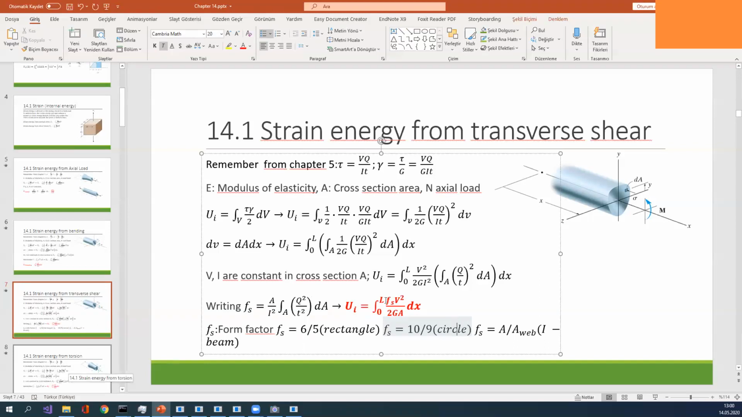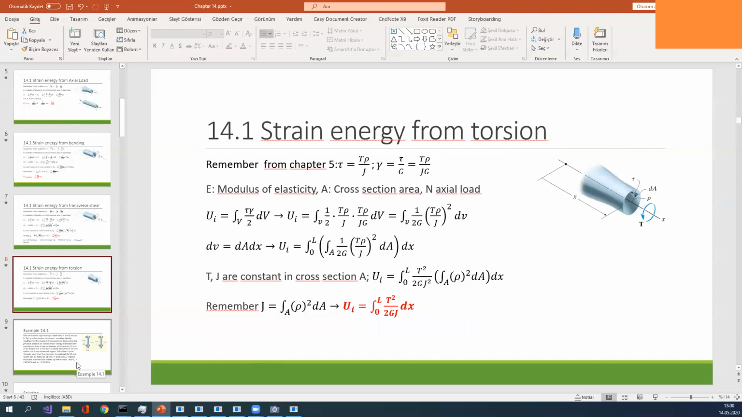So fs is not a big deal for us if we use these kinds of shapes in order to compute strain energy from transverse shear. Okay, the last term is the strain energy due to torsion. We will use the same energy, from torsion to shear stress can occur. Therefore, we will use tau gamma divided by 2.